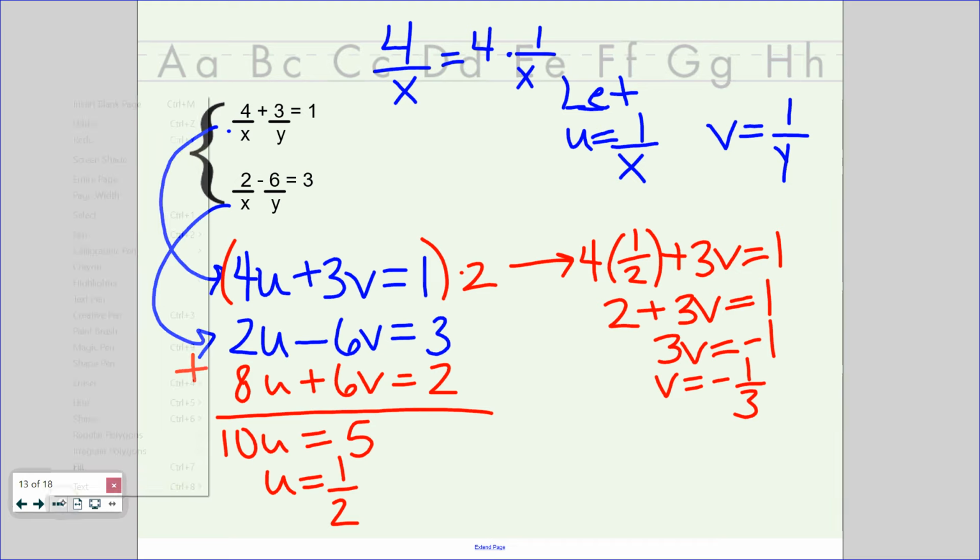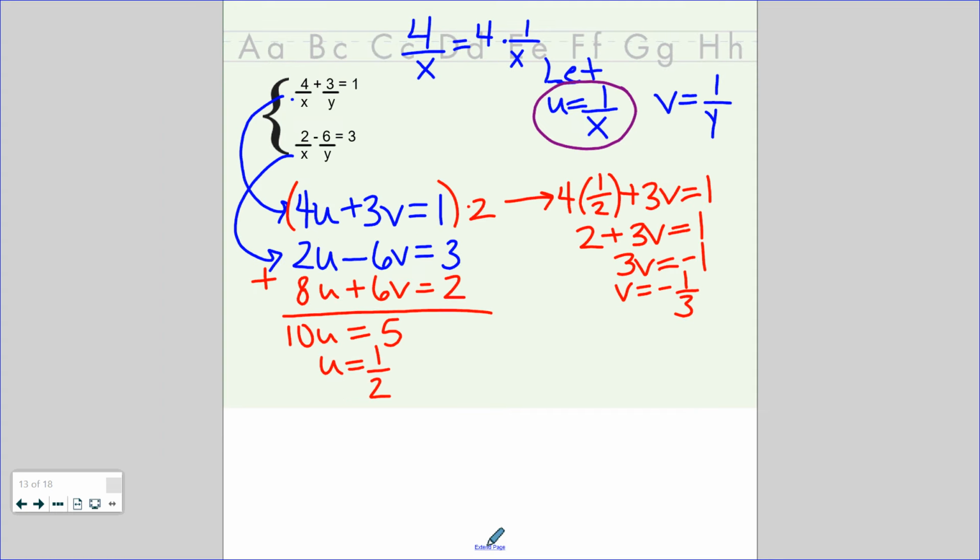So to do that, we're going to go back to our substitution piece. If u is equal to 1 over x, then I can replace u with 1 over x. And now I have 1 over x is 1 over 2. And hopefully at this point you can see the missing number. You can see if x is 2, I will have a true statement. If you're not sure about that, or if you have some weird numbers here, you could always cross multiply to solve because you have a proportion there.